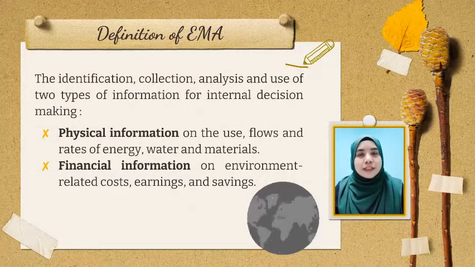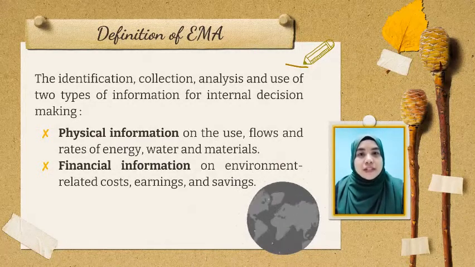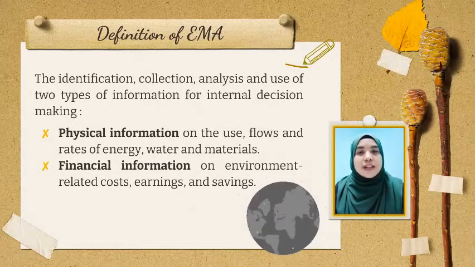Environmental Management Accounting is the identification, collection, analysis, and use of two types of information for internal decision making. The first is physical information on the use, flows, and rates of energy, water, and materials, including waste. It is focused on supplying information to management that accounts for the organization's impact on the natural environment. For example, the kilowatt hours of electricity used. The second is financial information on environment-related costs, earnings, and savings.